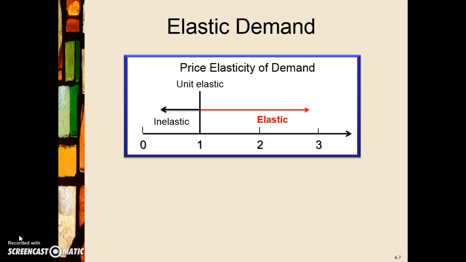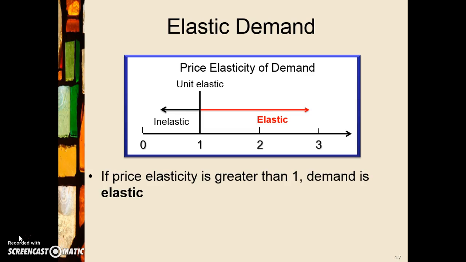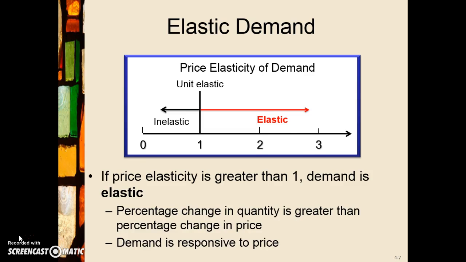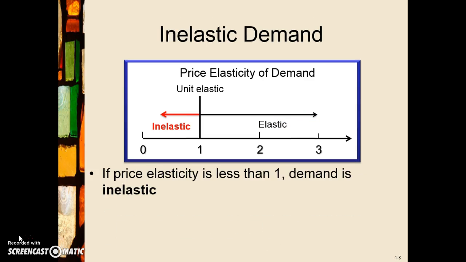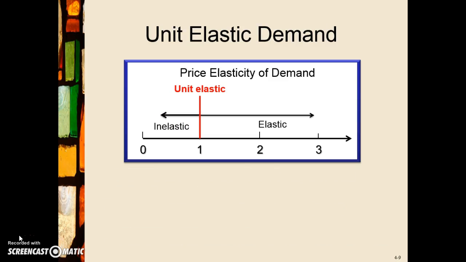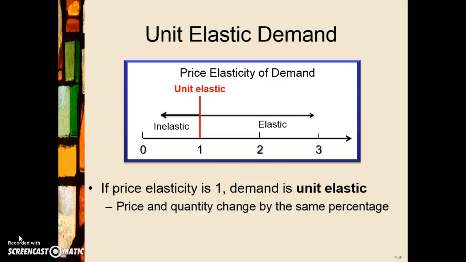Elasticity ranges from 0 to infinity. If it's less than 1, we call that inelastic. If it's greater than 1, we call it elastic. And if it equals 1, we call it unit elastic. So elastic is greater than 1, inelastic is less than 1, and unit elastic is when it equals 1.